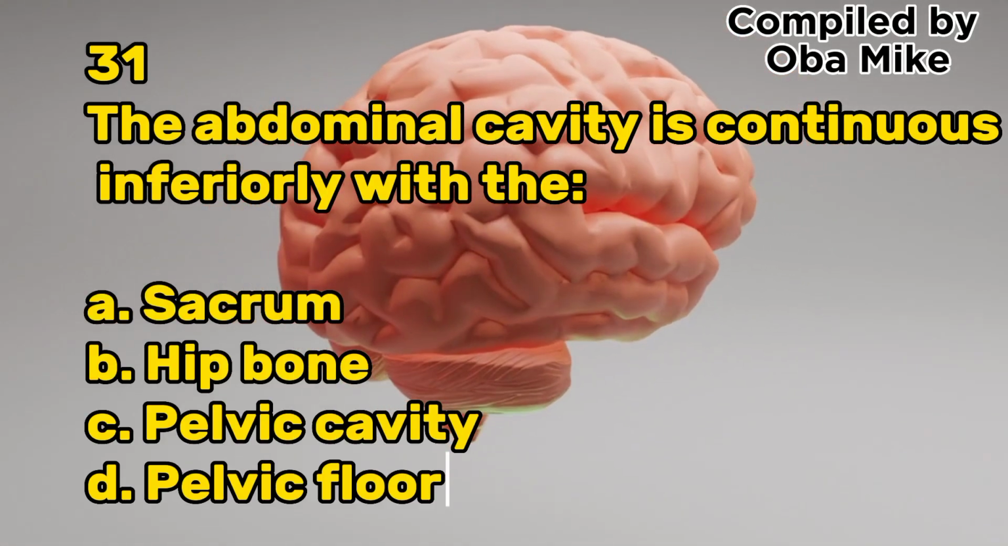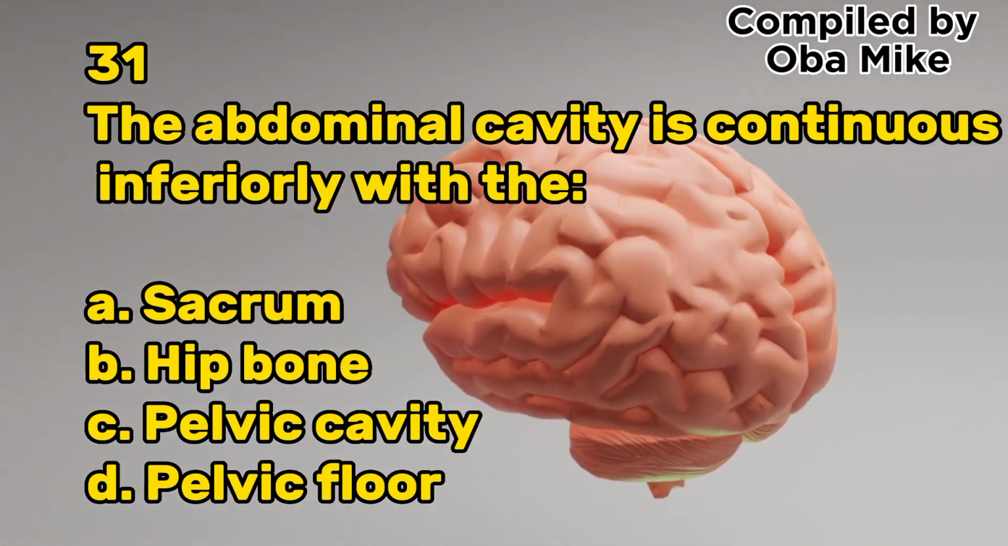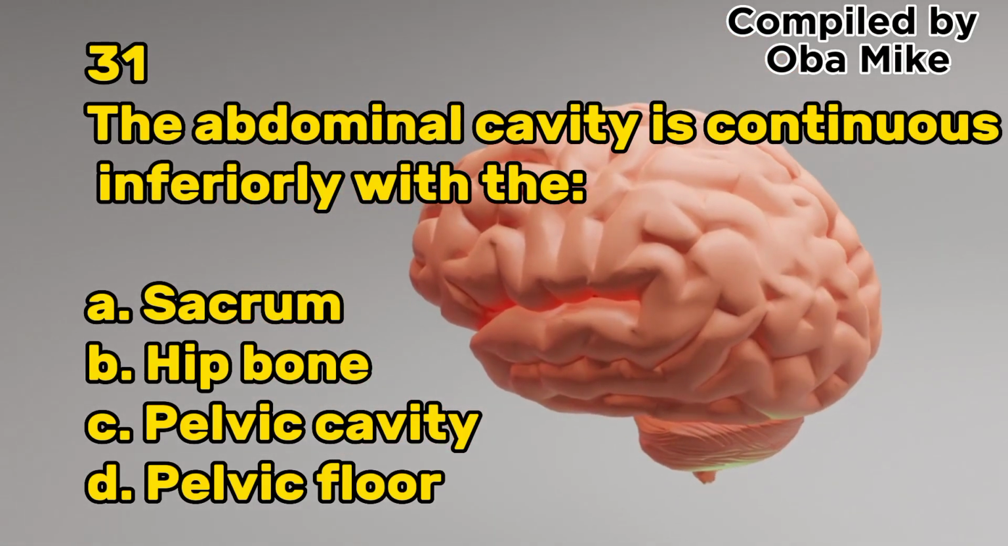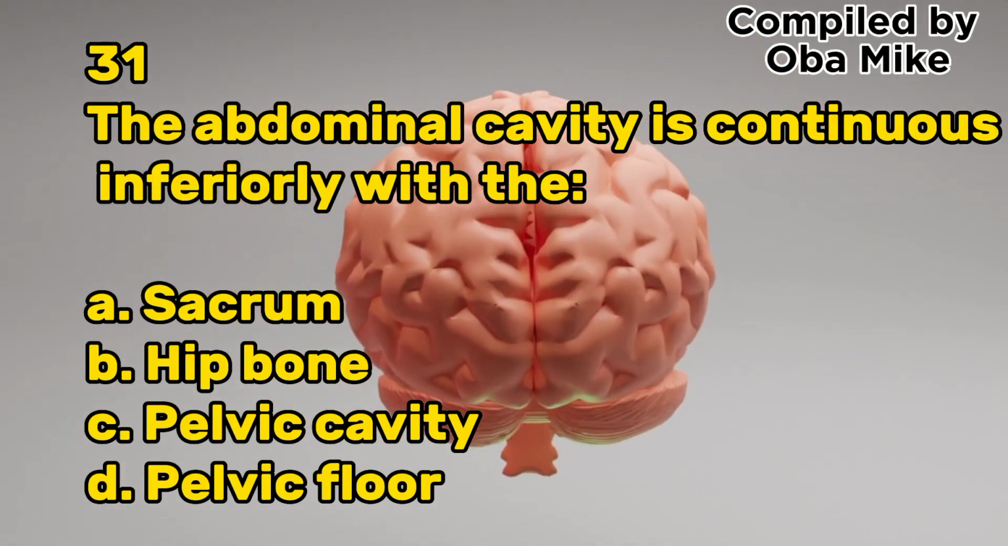31. The abdominal cavity is continuous inferiorly with the A. Sacrum, B. Hip bone, C. Pelvic cavity, D. Pelvic floor.